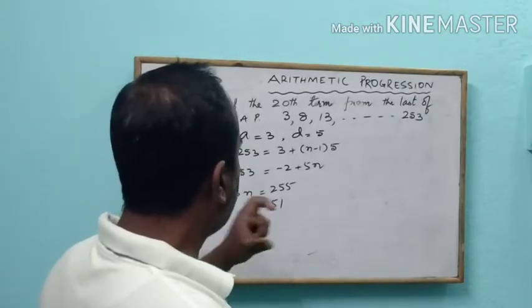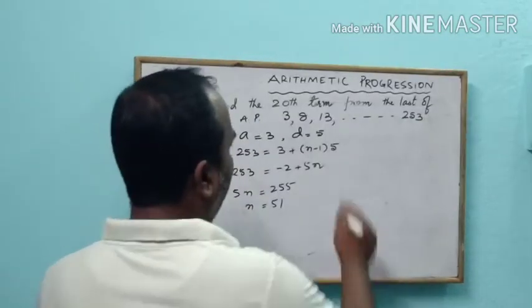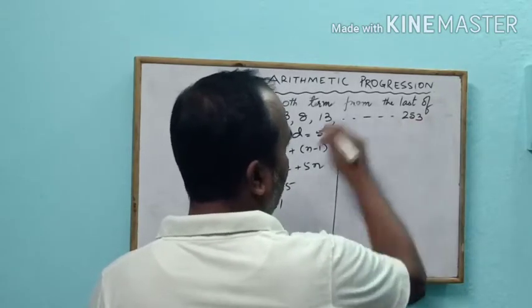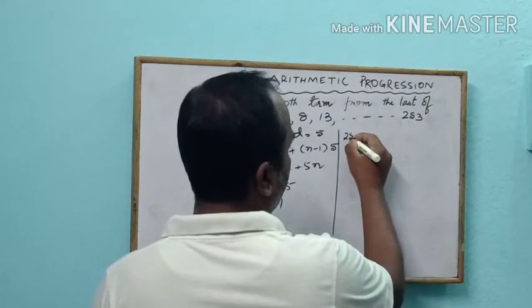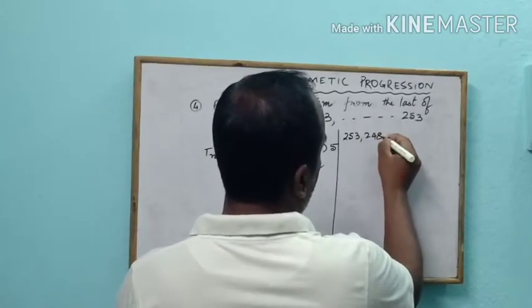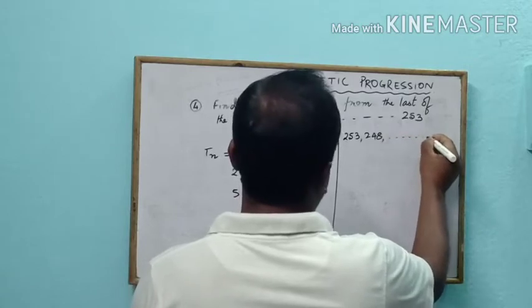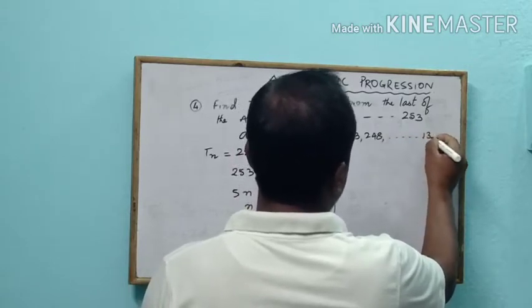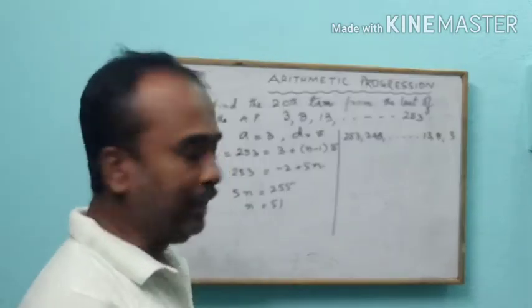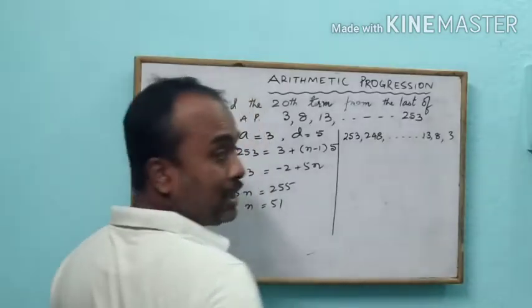Now our question is, what is the 20th term from the end? If I write the terms from the end in AP series, we will get 253 as the first term, then 248, and so on up to 8 and 3. And then 3 becomes the last term, isn't it? So 253 is the first term. So we will calculate the required term in this way.